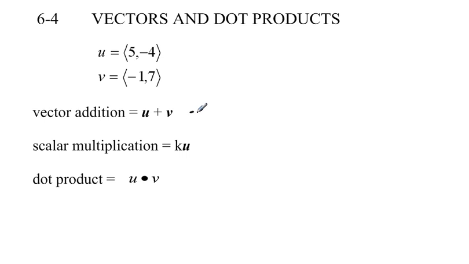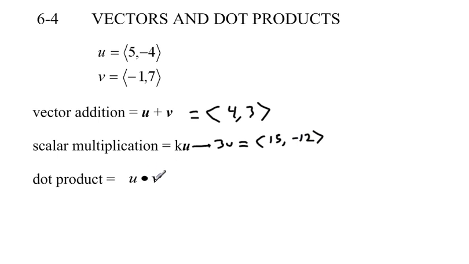We know to add two vectors together, we can simply add the first coordinates together and the second coordinates together. So u plus v would be the new vector 4, 3. We know that scalar multiplication means you take some number times a vector, which would give us something like our new vector 15 and negative 12. Notice, when we add vectors, we get a vector. When we multiply a vector by a number, we get a vector.